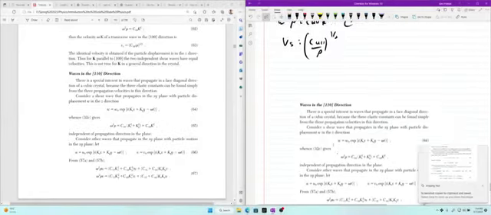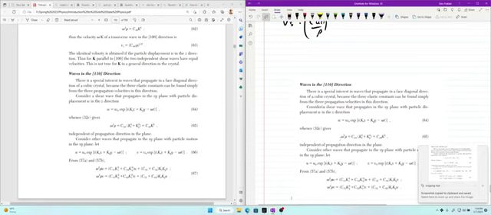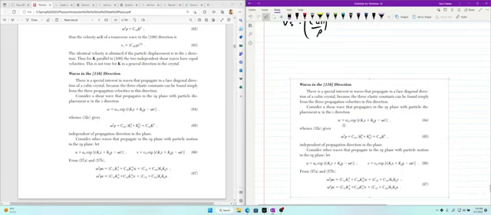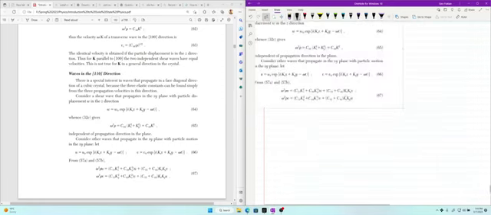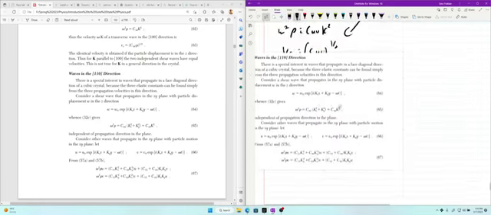All right, it's now in the 1, 1, 0 direction, which I probably should have specified what these directions are.